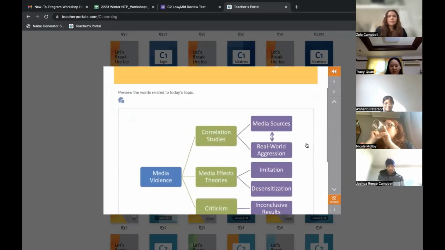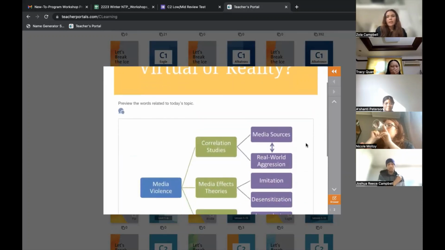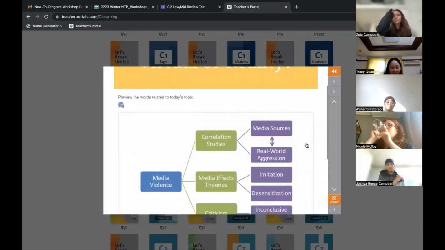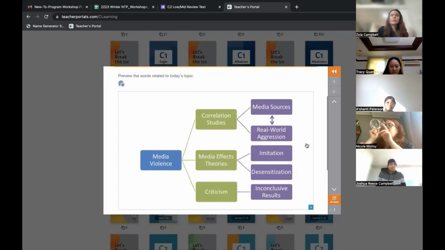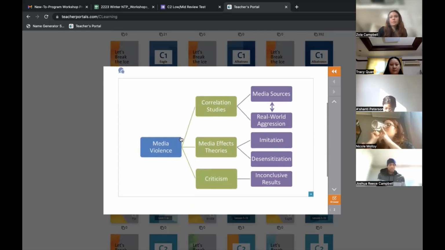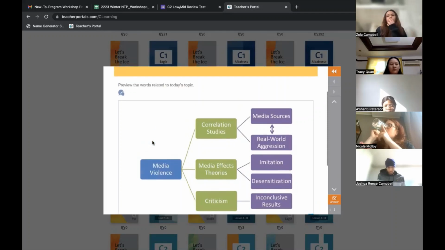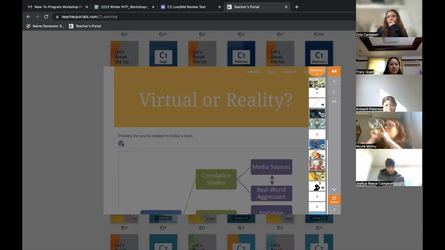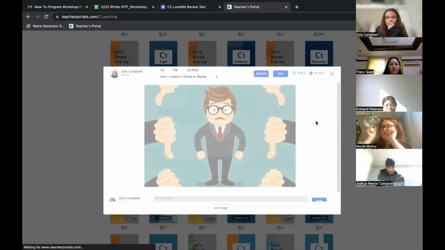Again, this is pretty similar to C1. So this is our connect page. And this is basically, again, just giving you time to have the students connect with the topic. So we have vocab words here, right? So you can kind of do this similar to C1, but you don't need to go over every single vocab word that you see here. Just go over what you think is important for the lesson, right? So media violence. What does the word violence mean? What is media? So you can bring in media cards again for that.